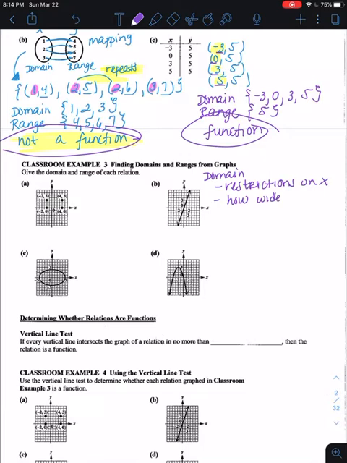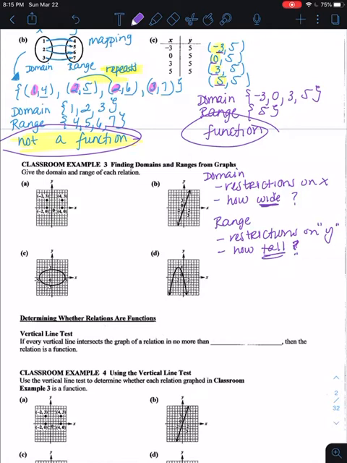I'm looking at X values. This is what you ask yourself: how wide is the graph? From what to what makes it wide. So it's the width that you're looking at. And then the range will be my restrictions on Y. And then I ask myself, well, how tall? So how wide, how tall? That's the way I remember domain and range.